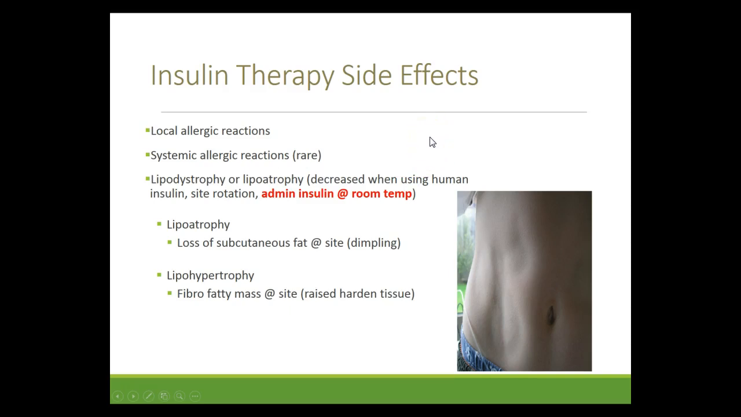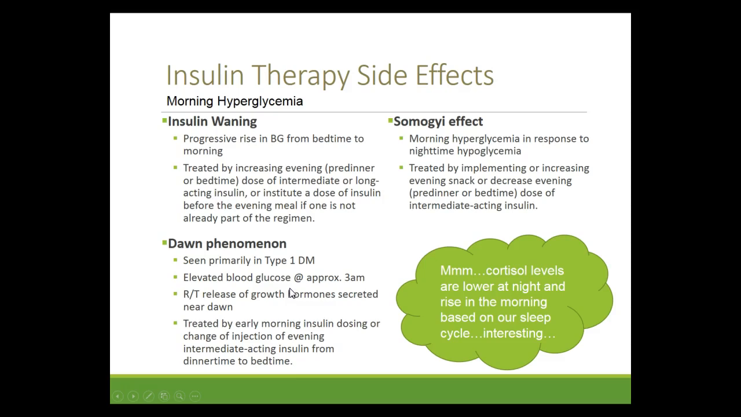Insulin therapy side effects: local reactions, systemic is kind of rare. You want to administer insulin at room temperature to cut down on issues like lipoatrophy or lipohypertrophy. So just make sure you know the difference between the two. One is loss of fat and one where you see like a fatty mass. So some different insulin therapy side effects: insulin waning versus the dawn effect and the Somogyi effect. Just take some time to read these over.